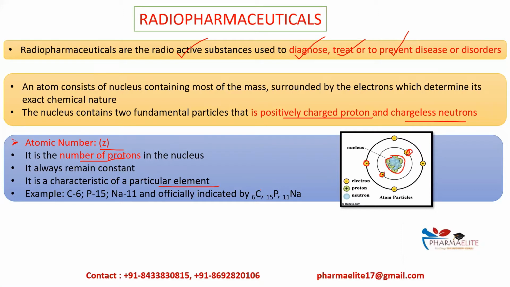You can see over here, carbon has atomic number 6. Phosphorus has atomic number 15. Sodium has atomic number 11. Why it is written like this here, we will see in the next slide.